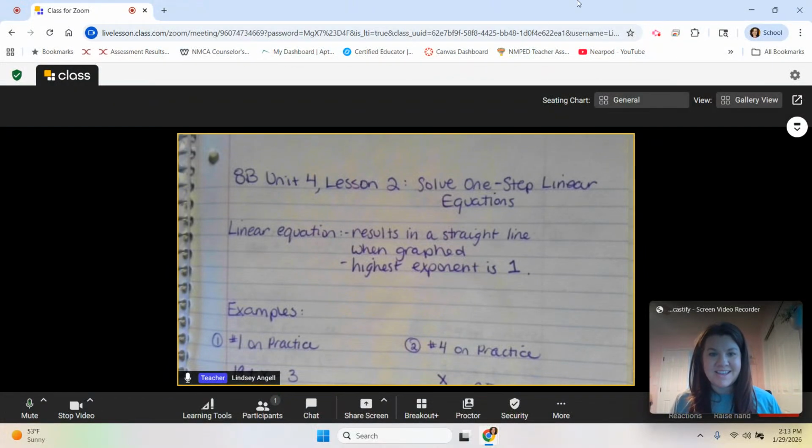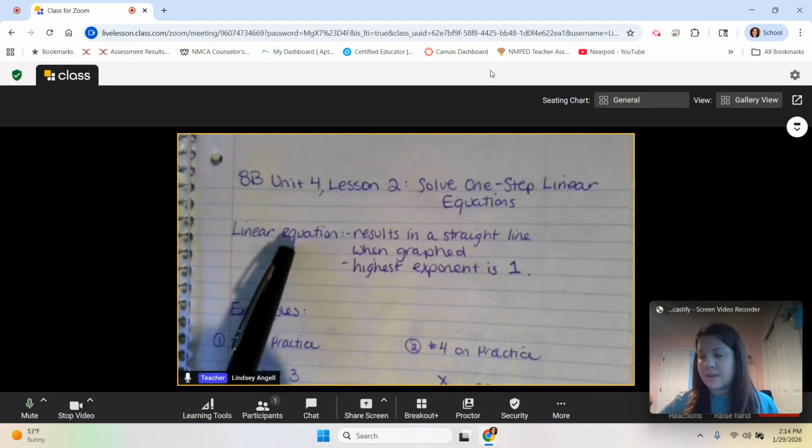Hi guys, welcome to Unit 4 Lesson 2, Solve One-Step Linear Equations. The great thing about linear equations is that you've been working with them for a very long time. We just didn't call them linear equations, okay? We've called them one-step equations, two-step equations, multi-step equations, right? The big thing is you're solving for a variable, okay?